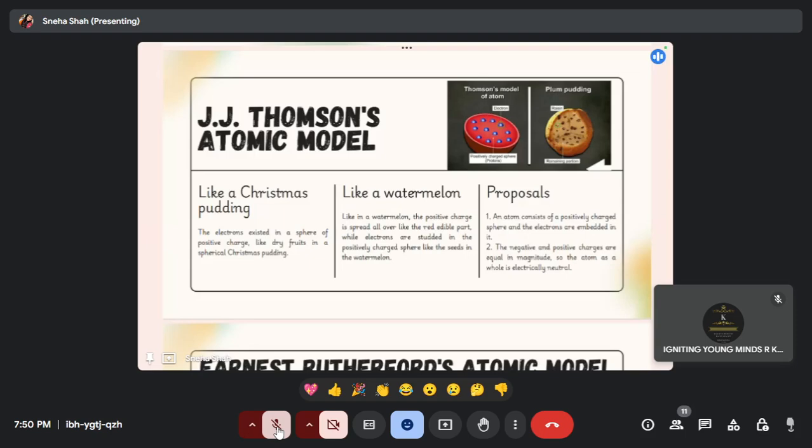This second point is absolutely true even right now: the electrons and protons are equal in magnitude and have opposite charges, so the atom is electrically neutral. To test his first point, another scientist took up an experiment. What he did was he wanted to understand how the protons are arranged in the atom, correct?